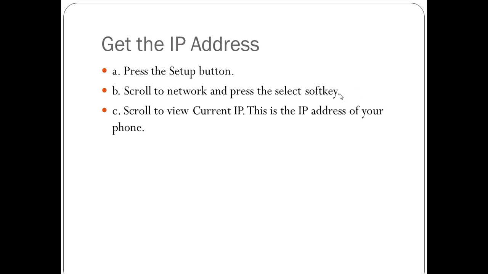What you need to do after it's done its reset is find out its IP address so that we can access its web interface. So on the phone, push the setup button again, scroll down to network, and press the select soft key, and you'll be able to scroll and view its current IP address. So write that IP address down, then go over to your browser and open up that address.